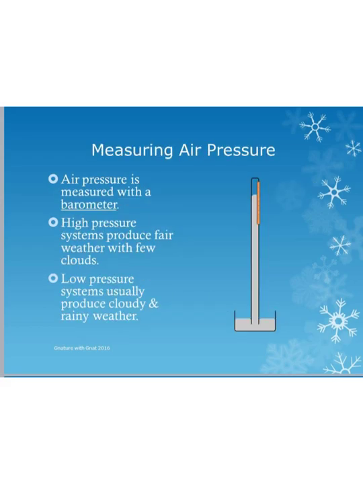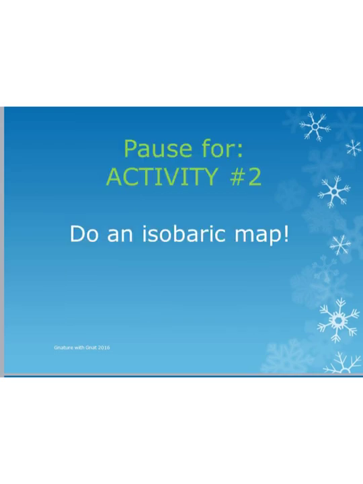All right, going into a little bit more for air pressure. We're going to go into measuring air pressure. Air pressure is measured with a barometer. High pressure systems, when you get high air pressure, you're going to have fair weather, so pretty nice weather with few clouds. And if you get a low pressure system, that is going to produce our icky weather of clouds and rain. Next week, we'll be looking at air pressure and doing an isobaric map.